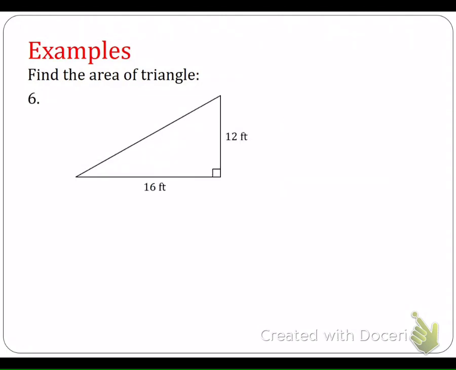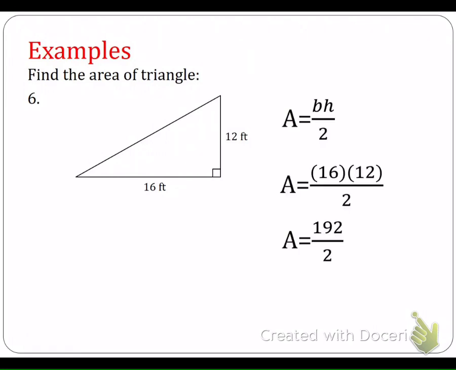This next one, once again, we're back to just 1 unit. It's not telling us to change it, so just go with it. How am I going to find the area? Very good. So 16 times 12 is 192. Divide that by 2. We get 96 square feet for our area.